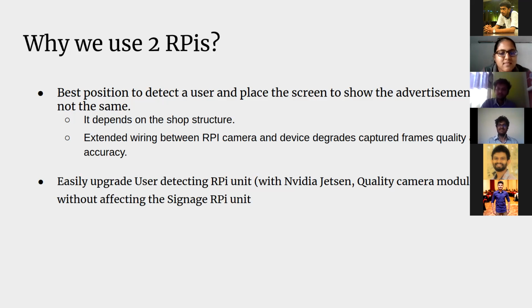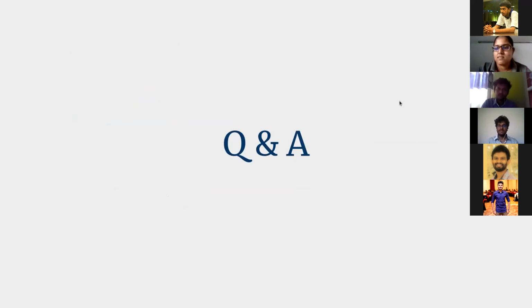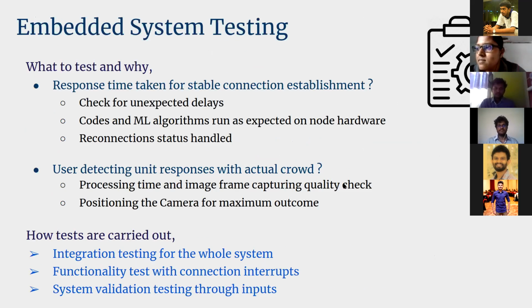Anyway, good job. Can you go back to the slide on testing? So this second bullet point, let's say user detecting unit response with actual crowd. How would you plan that test? How would you plan to conduct it? What do you need to think about when you want to test that?